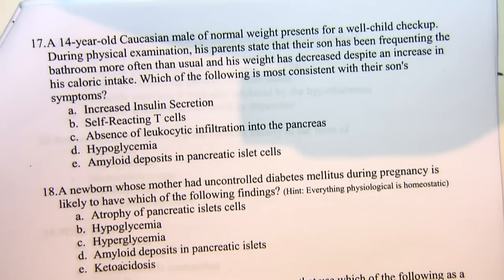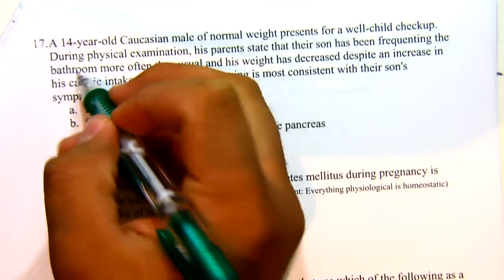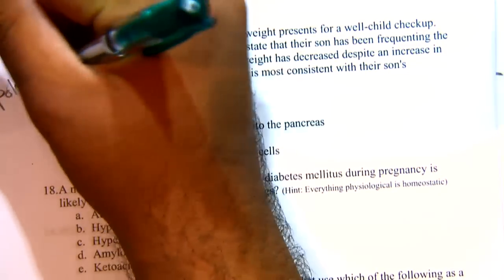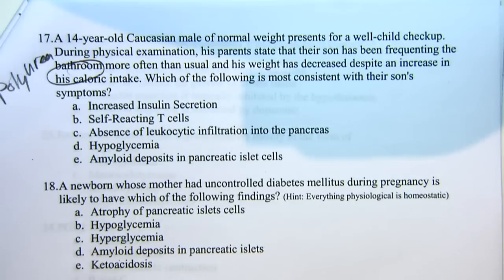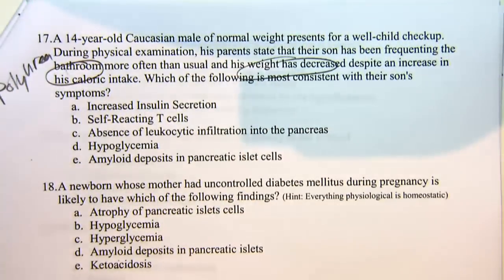17. A 14-year-old Caucasian male of normal weight presents for a well child checkup. During physical examination, his parent states that his son has been frequenting the bathroom, polyuria, more often than usual, and his weight has decreased despite an increase in his caloric intake. Which of the following is most consistent with their son's symptoms? Could someone tell me what this boy has?